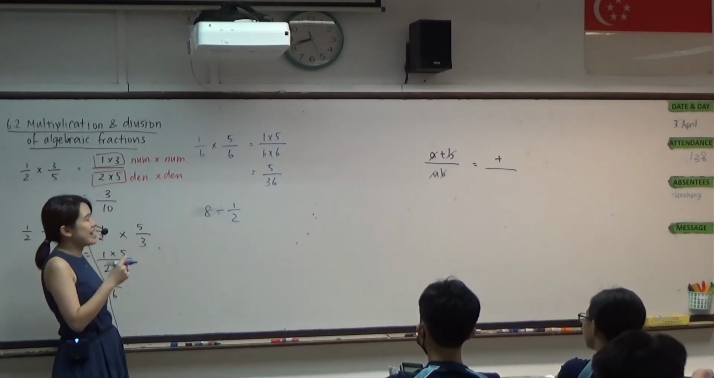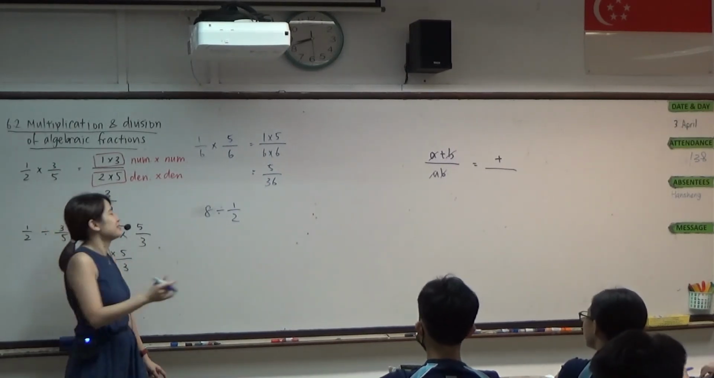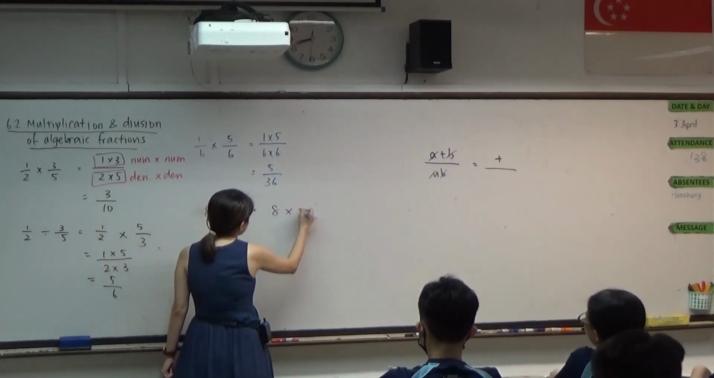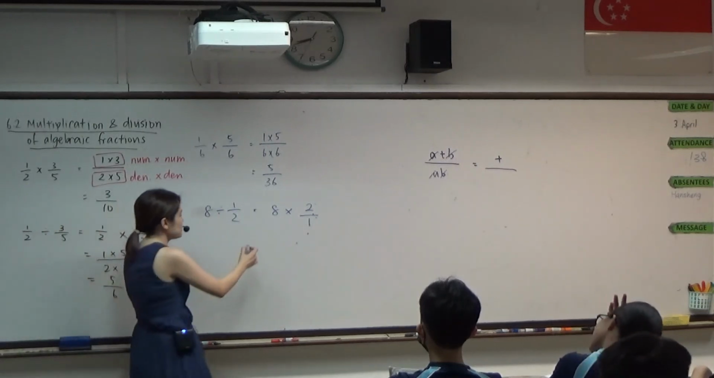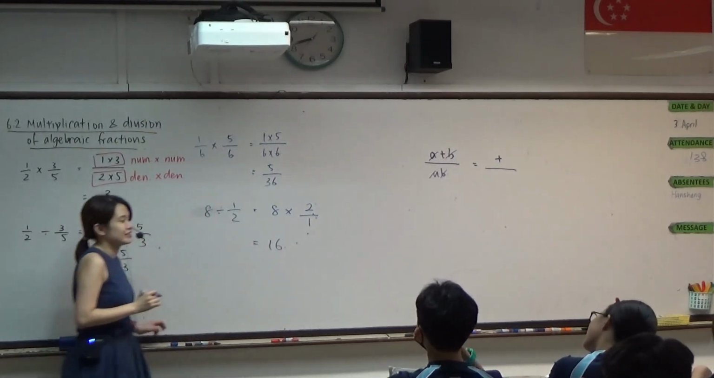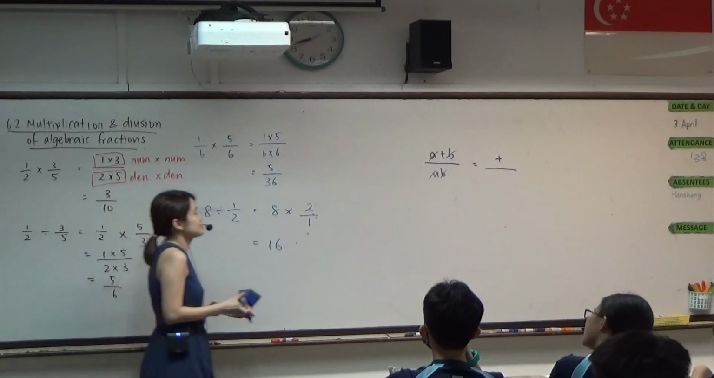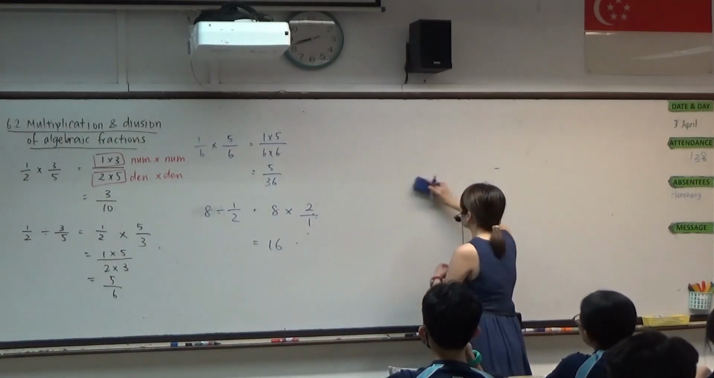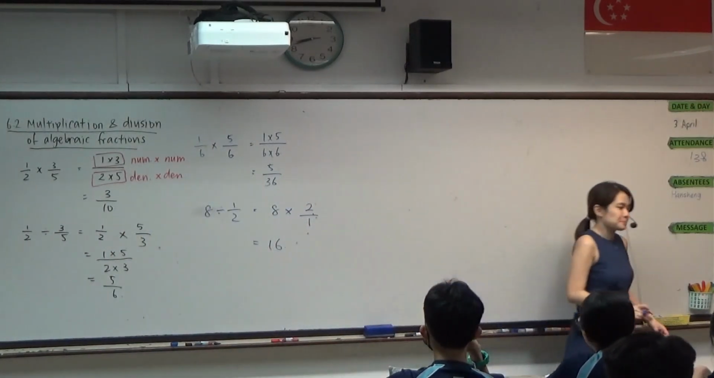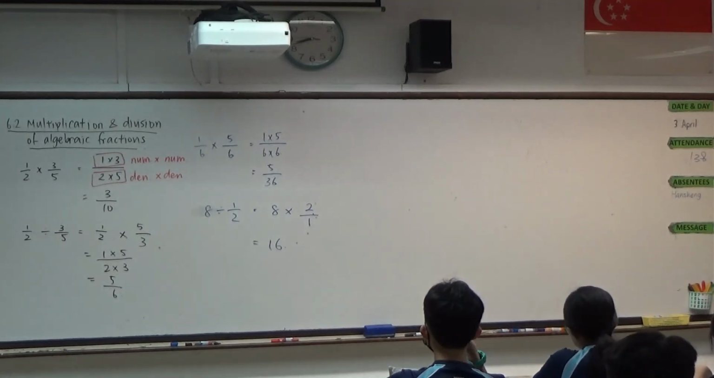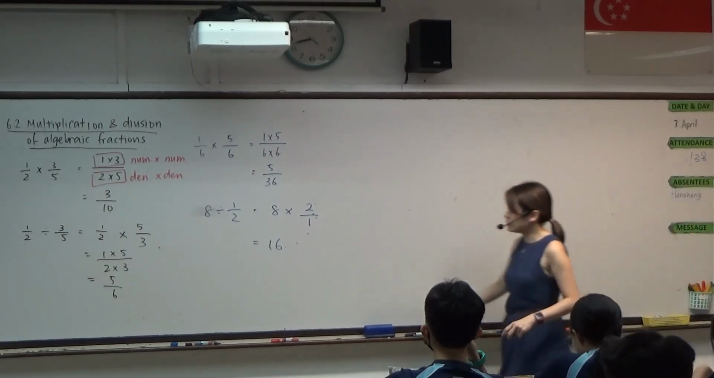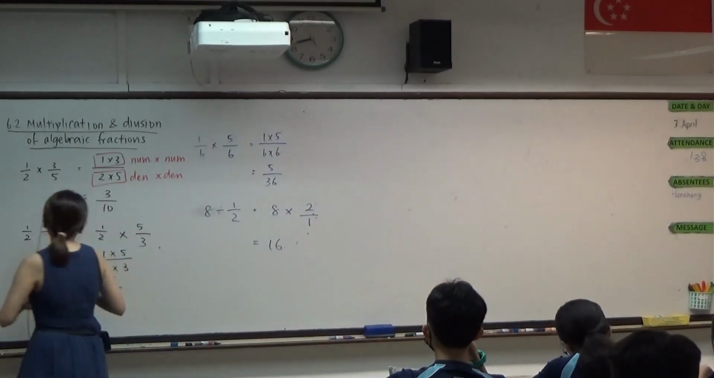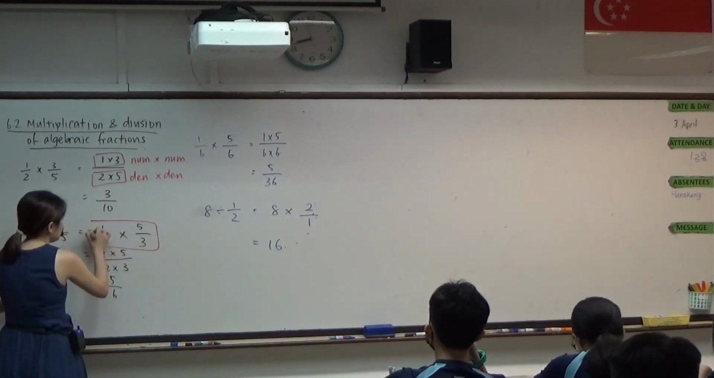But now we have 8 divided by half. So 8 times 2 over 1, remember, invert and multiply, and so the answer should be 16. That tends to be the mistake people make when it comes to numeric fractions. So for division, we keep in mind our KCF.